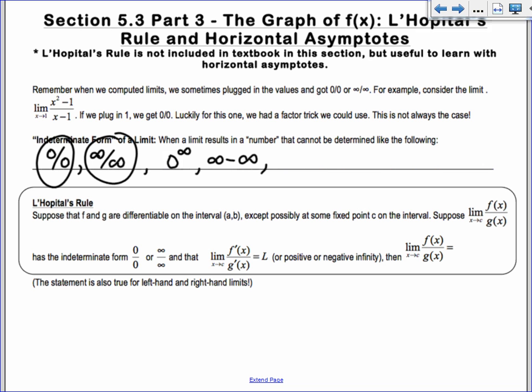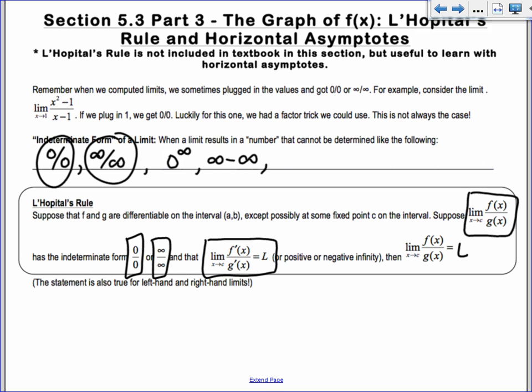If you can get it in the form 0 over 0 or infinity over infinity, we do something that seems very strange. You just take the derivative of the numerator, and then the derivative of the denominator. That's it. For the limit as x goes to c of f of x over g of x, if you plug in and get 0 over 0 or infinity over infinity, you take the derivative of the numerator and the derivative of the denominator, and whatever that equals, that's your limit L. It's true for left-hand and right-hand limits as well.